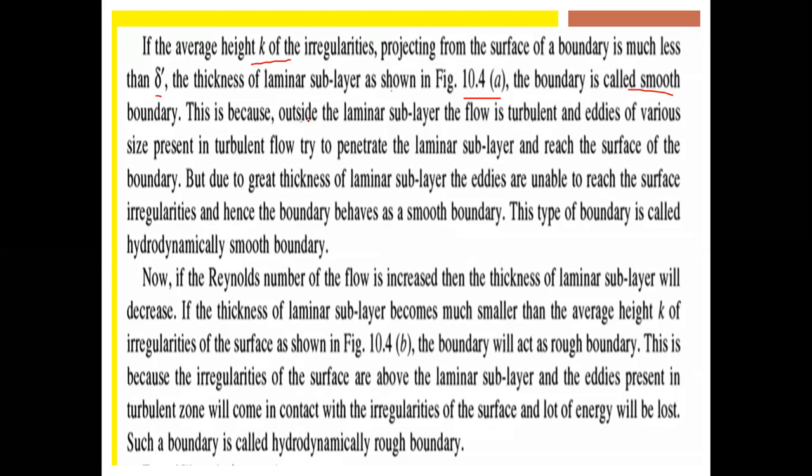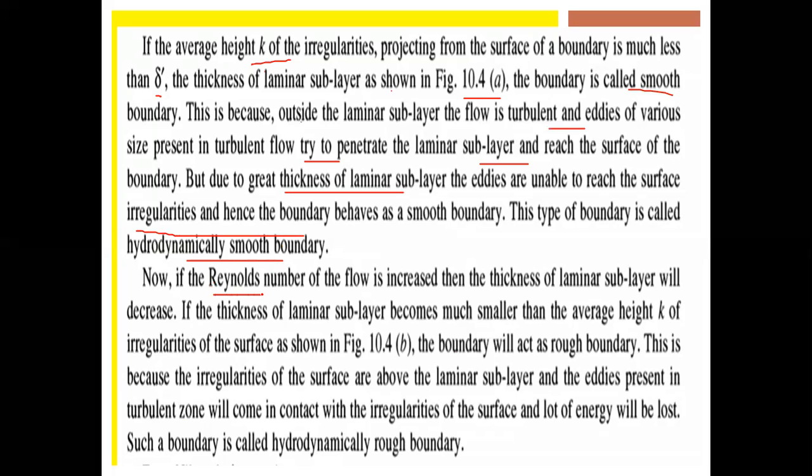This will not come in the exam, just for your understanding. This type of boundary is called a hydrodynamically smooth boundary. The outside of the laminar sublayer is turbulent flow, and the eddies present in the turbulent flow try to penetrate the laminar sublayer, but due to the great thickness of the laminar sublayer, the eddies are unable to reach the surface irregularities. This is known as a hydrodynamically smooth boundary, right?